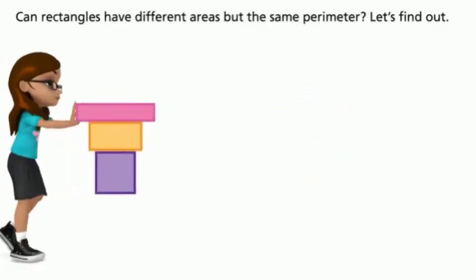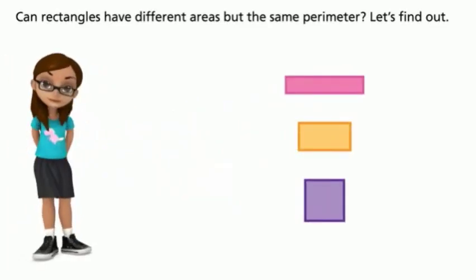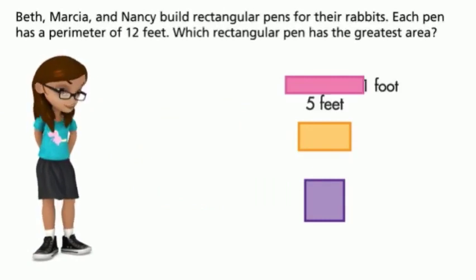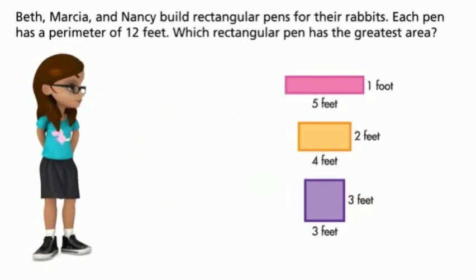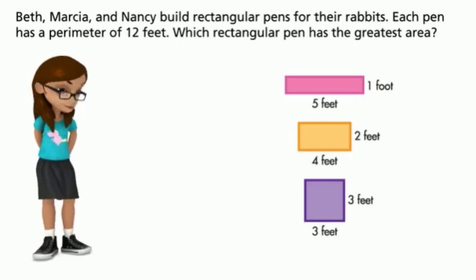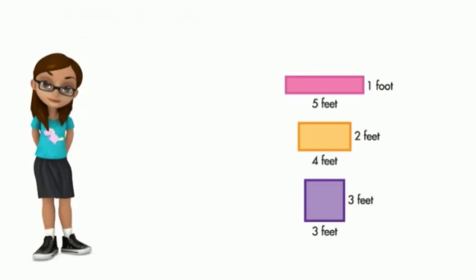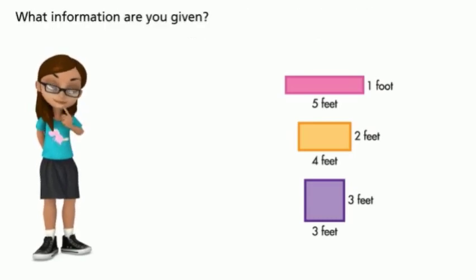Can rectangles have different areas but the same perimeter? Let's find out. Beth, Marcia, and Nancy build rectangular pens for their rabbits. Each pen has a perimeter of 12 feet. Which rectangular pen has the greatest area? What information are you given?